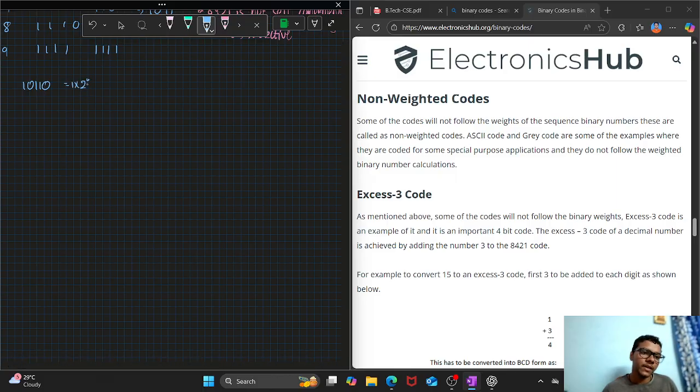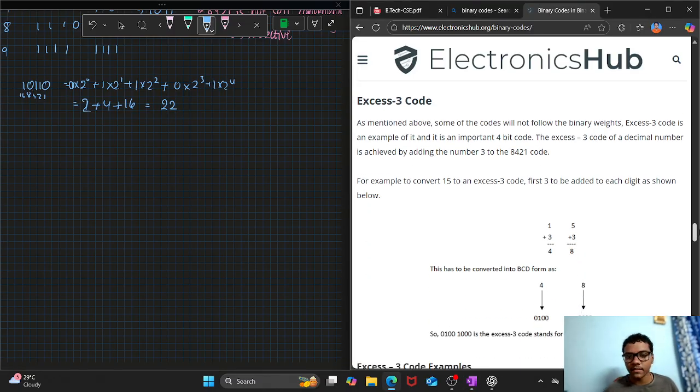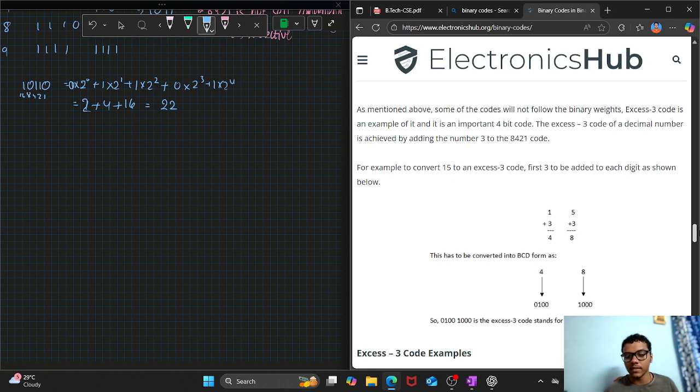2 power 0, 1 into 2 power 0 plus 0 into 2 power 1 plus 1 into 2 power 1 plus 1 into 2 power 2 plus 0 into 2 power 3 plus 1 into 2 power 4. It will be 1, 1 into 2 is 2, plus 4 plus 16. That is 22. Let's check it over here: 1, 2, 4, 8, 16. 16 plus 4 is 20, 20 plus 2 is 22. That is how these codes work. We have been dealing with this from the start of this lecture itself.